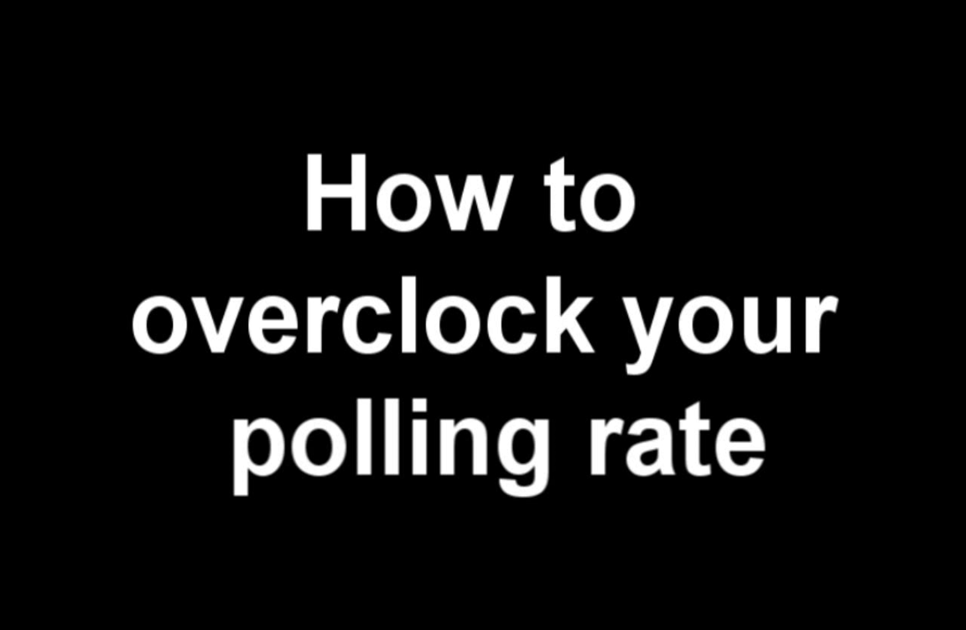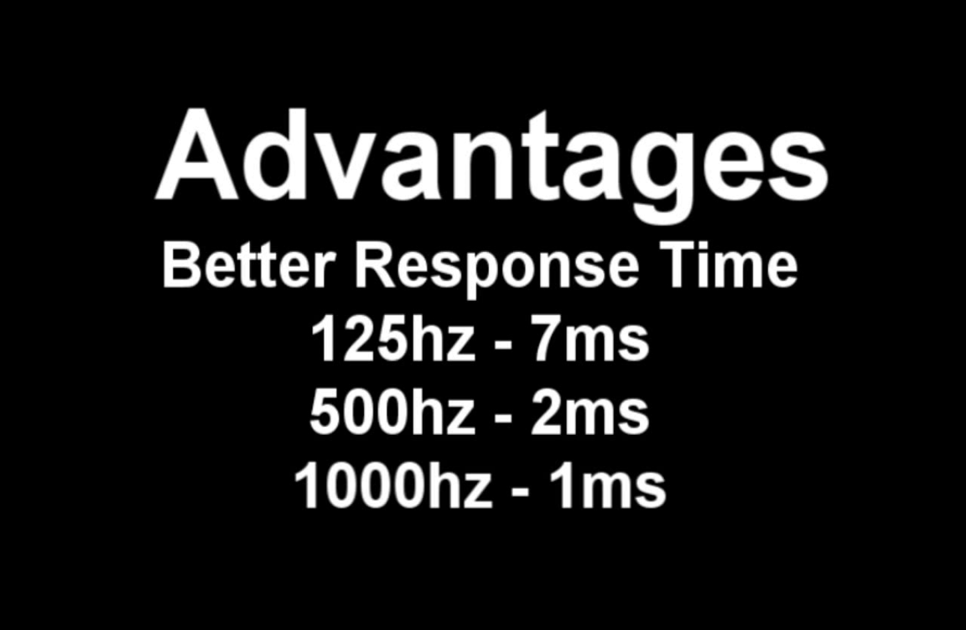This video is on how to overclock your polling rate. Advantages to increasing your polling rate are better response time with the mouse: 125 Hz equals 7 milliseconds, 500 Hz equals 2 milliseconds, 1000 Hz equals 1 millisecond response time.